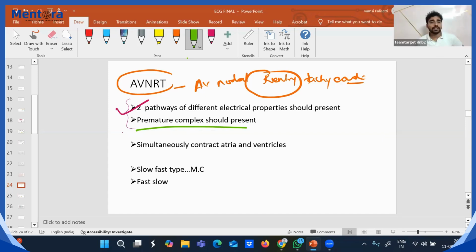One more thing is that simultaneously the atria and ventricle both will contract. So that's why you cannot see the P wave. Usually the P wave is submerged in the QRS complex. But the P wave is there. If you identify properly, the P wave is submerged in the QRS complex.